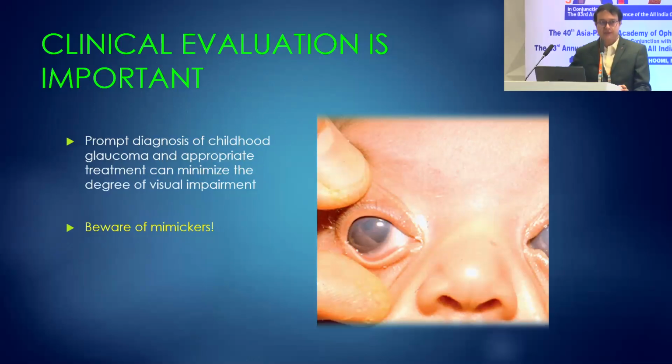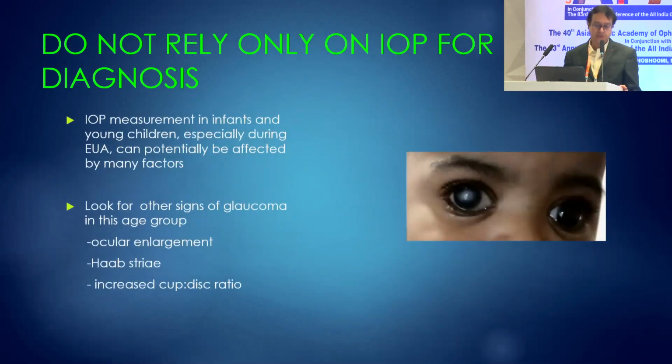Now, clinical evaluation is extremely important for this condition because number one, prompt diagnosis of childhood glaucoma and appropriate treatment can minimize the degree of visual impairment. And number two, there are certain mimickers of primary congenital glaucoma. We have to eliminate these at the outset, and some of these conditions can actually be life-threatening for the child.